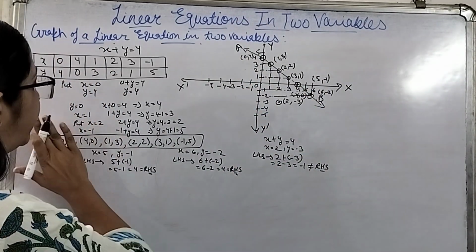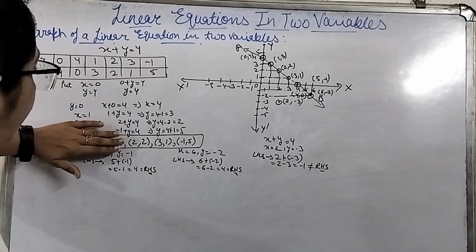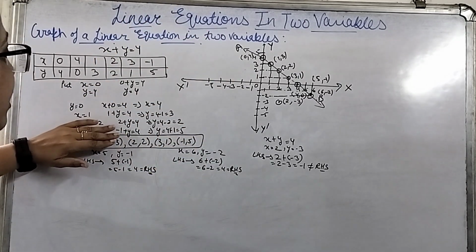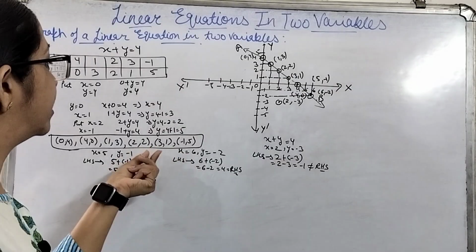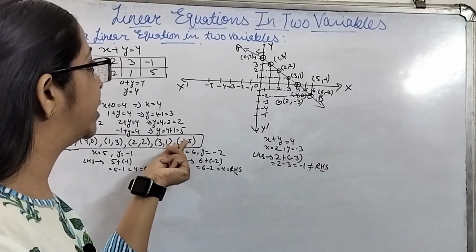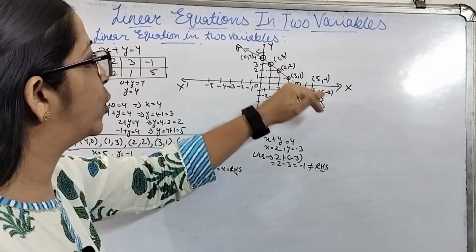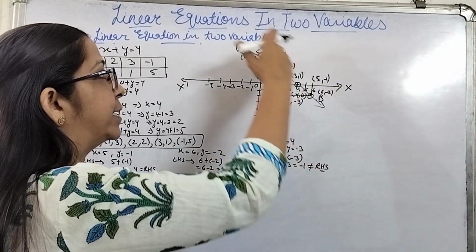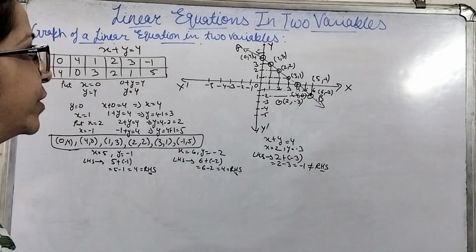Now suppose we have taken these 3 points initially and plotted the graph using them. If we check the remaining solution points, they are going to lie exactly on the line AB only. This is one of the conclusions we can see.